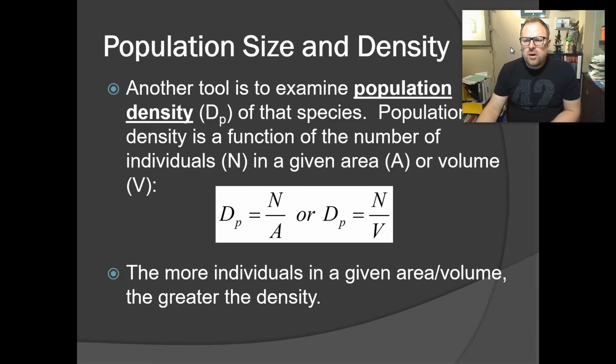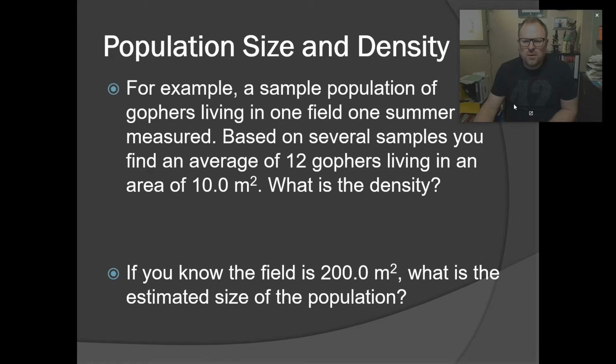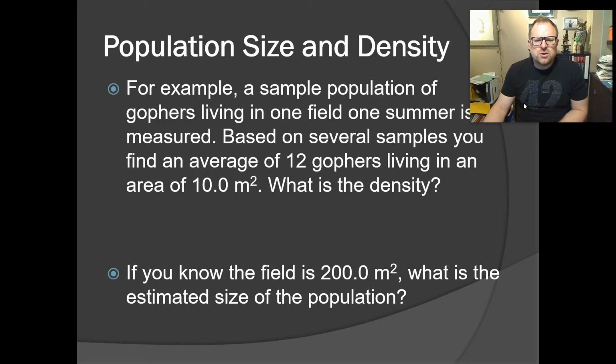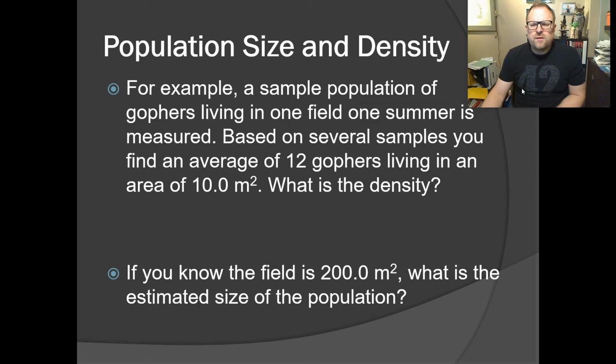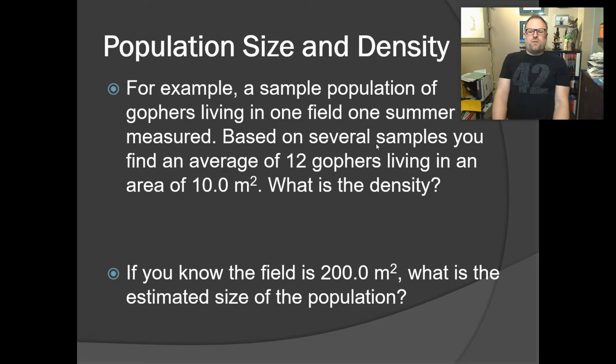So the more individuals in a given area or volume, the greater the density. And so certain organisms like to have lots of density. Certain organisms don't like a lot of density because they aren't adapted to living in those kinds of environments. So, for example, a sample population of gophers living in one field in one summer is measured. Based on several samples, you find an average of 12 gophers living in an area of 10 square meters.